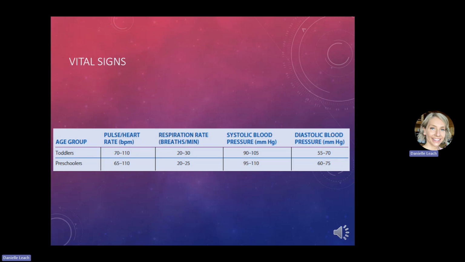Chapter 9 is about toddlers and preschoolers' growth and development. The first thing here is vital signs for both toddlers and preschoolers. As you can see, the heart rate and respiratory rates are slowly getting lower and lower, while the blood pressure is getting higher and higher with each age group. Again, just keep in mind that different texts are going to have different ranges. Even your F.A. Davis and ATI book are going to have slightly different ranges. So just something to keep in mind.